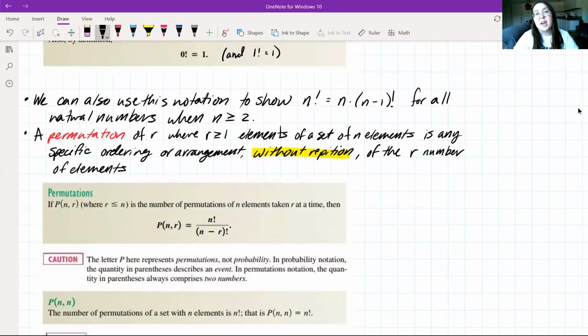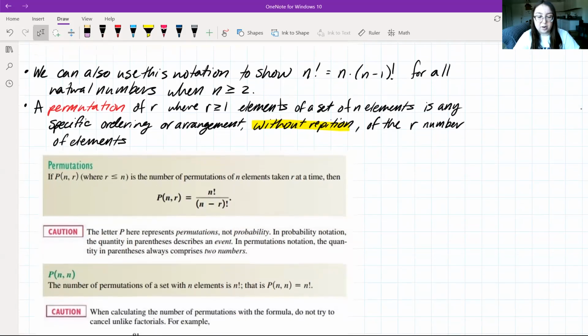So if we had 8 factorial, that would be the same thing as saying 8 times 7 factorial. And this is just for any number greater than or equal to 2. So you can have 2 times 1 factorial, but you wouldn't really write 1 times 0 factorial. So really, anything greater than or equal to 2.